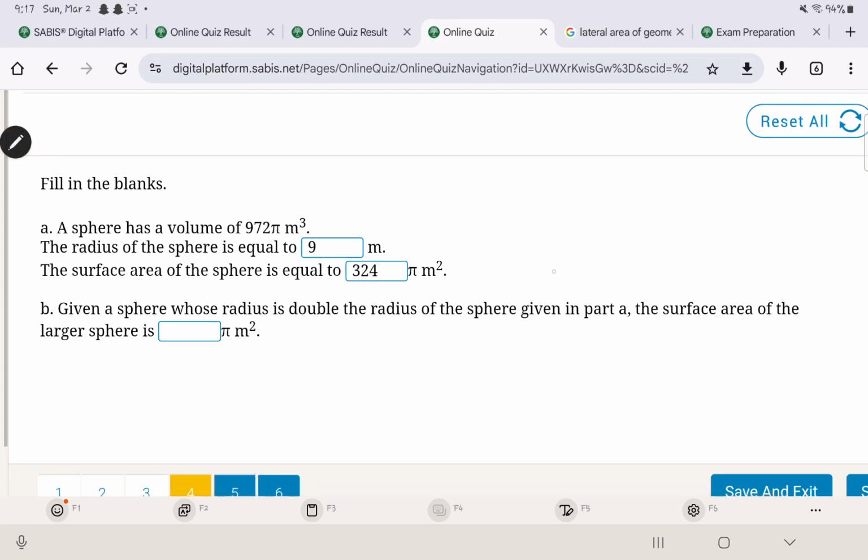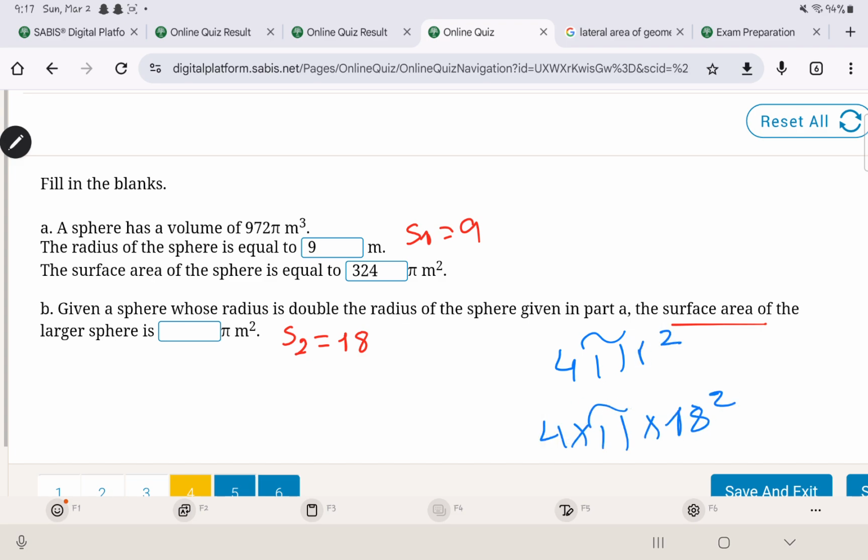So now we have the radius to be 9 meters and the surface area of the sphere to be 324 pi meter squared. So given a sphere whose radius is double the radius, that means if the radius, which is side 1, is equal to 9, then side 2 is going to be double, so 2 times 9, which is 18. They need us to find the surface area of the larger sphere. Again, you can do this in many ways. Surface area of any sphere is 4 pi r squared, so you could do 4 times pi times 18 squared, and you would get the same answer, which is 1296 pi.